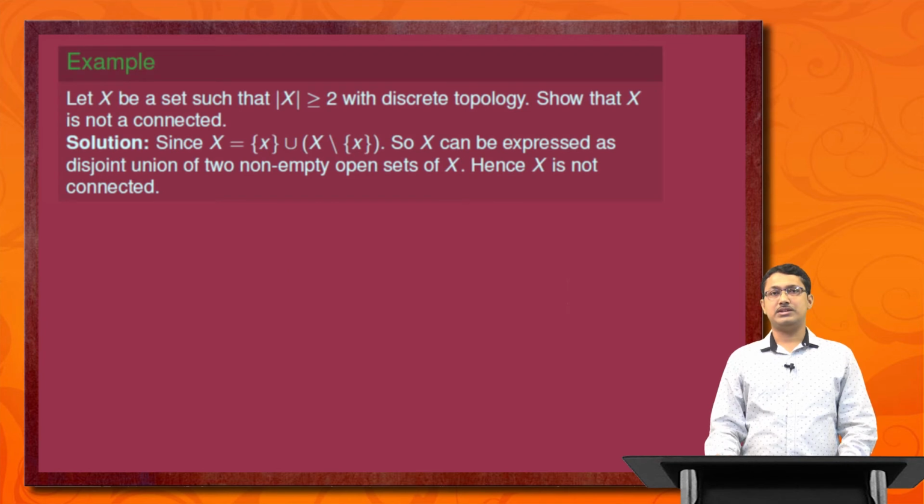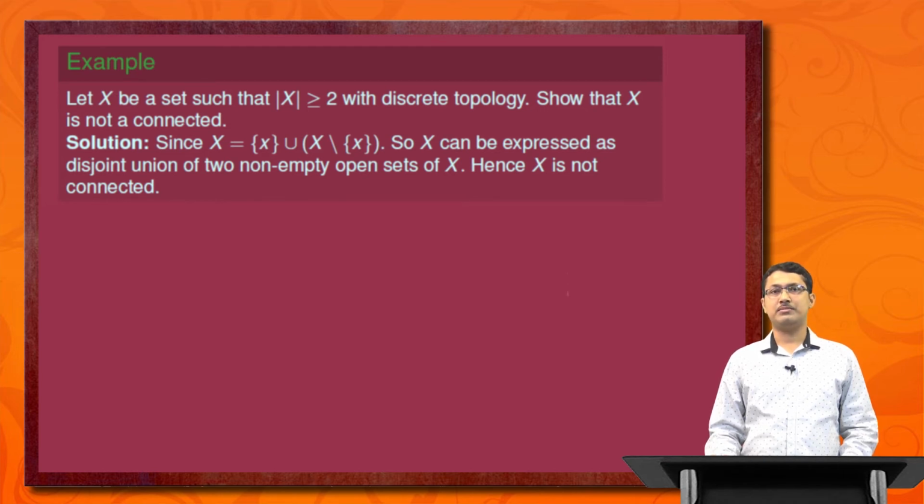Our next example is, let capital X be a set such that the cardinality of X is greater than or equal to 2 with discrete topology, so that X is not connected. Solution: since X can be expressed as singleton x union capital X minus singleton x, X can be expressed as a disjoint union of two non-empty open sets.